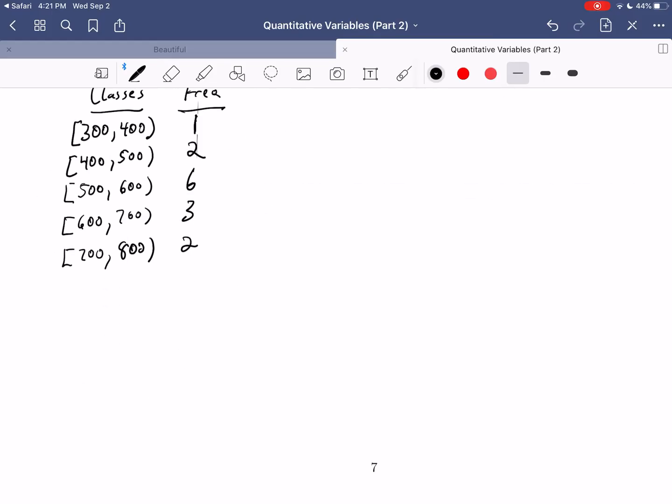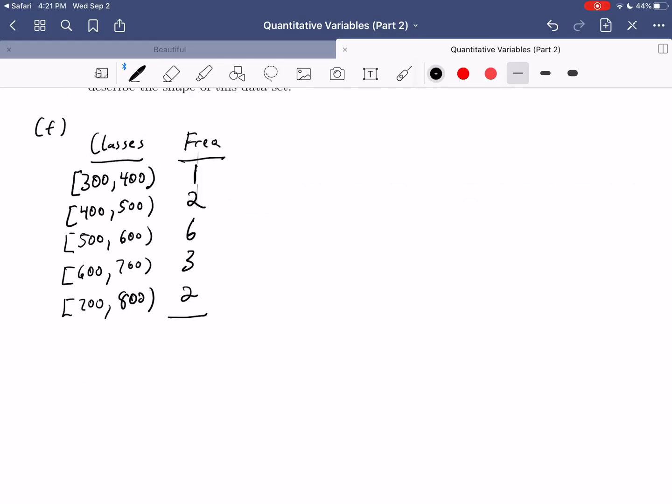We can again always do our quick check. If we sum those up, 1, 3, 9, 12, 14 does add up to our sample size of 14. Okay, let's go ahead and draw out our actual histogram then. This will be our frequency. We'll just label by 1. So 1, 2, 3, 4, 5, 6 this time.